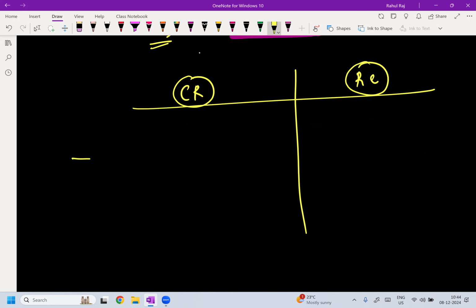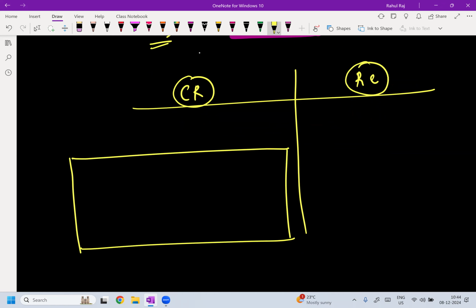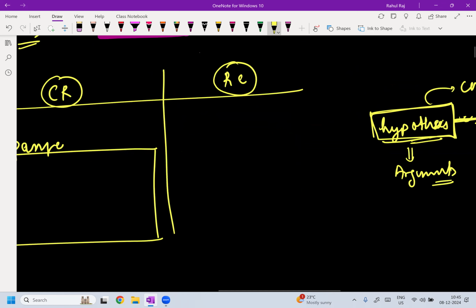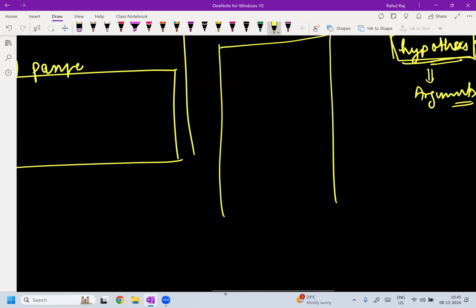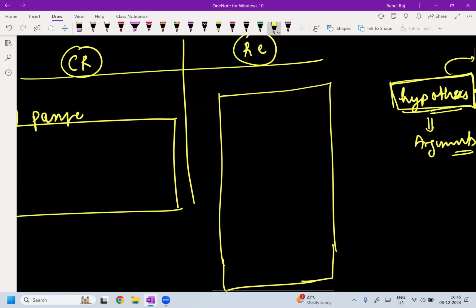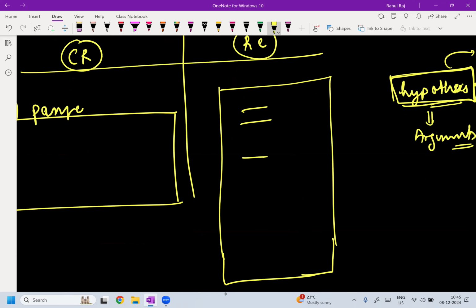What happens in critical reasoning, guys, for the new people, is that a small passage is given to you. Based on your reading of the passage, you will be asked a question. In reading comprehension, there is a big passage given to you. The passage may be of 3 paragraphs or maybe 4 paragraphs.